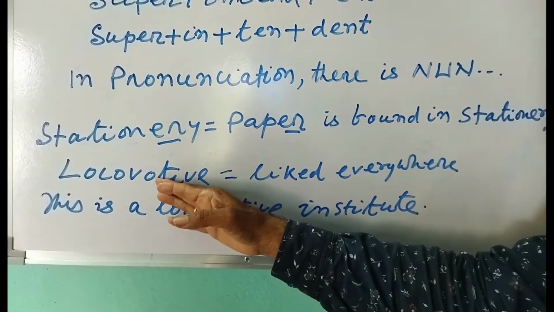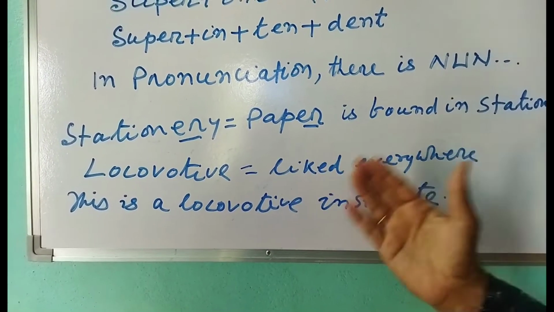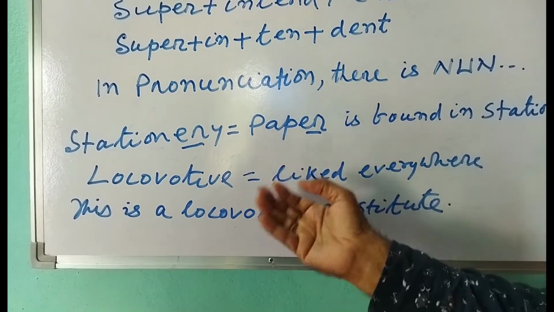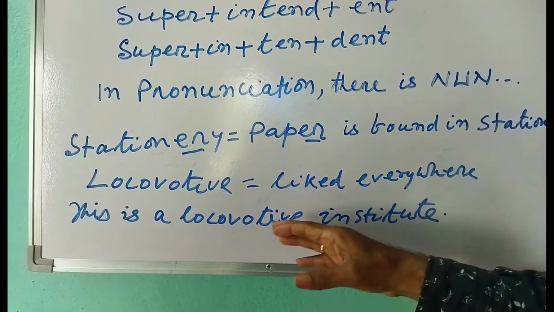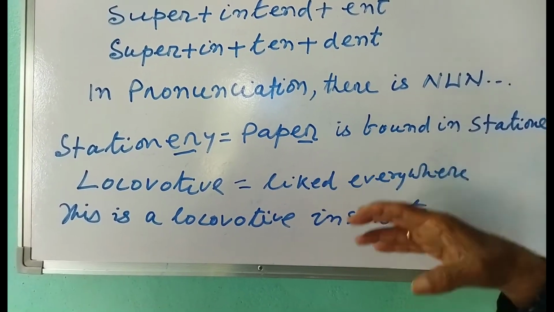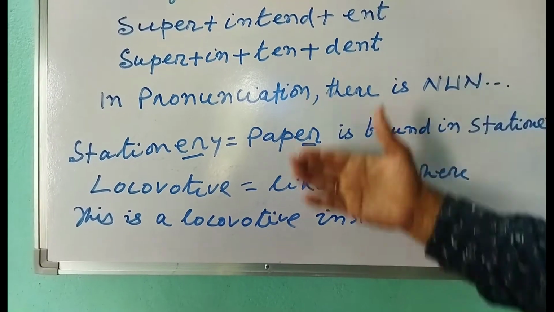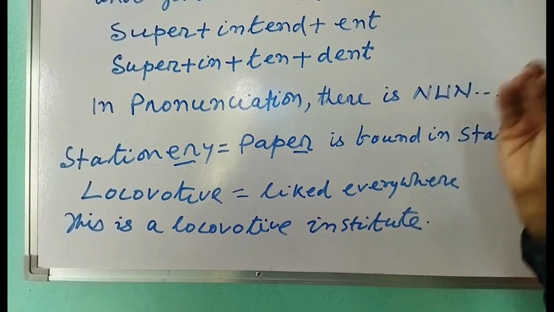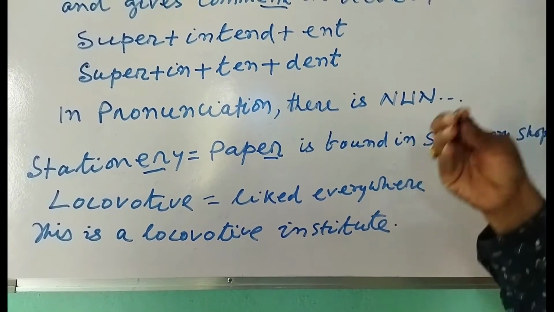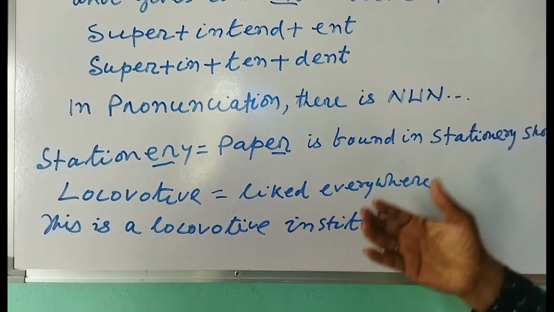Locomotive, that is my own creation. Loco means from place to place. Locomotive means liked everywhere. This is a locomotive institute. This is a locomotive organization. This is something like that you have to remember. So write them down. After that, I will give you other meaningful techniques or tactics. You can know it hands down. Write it down.